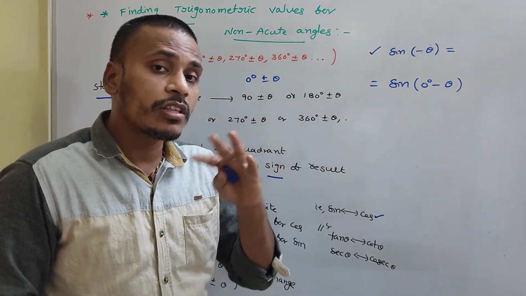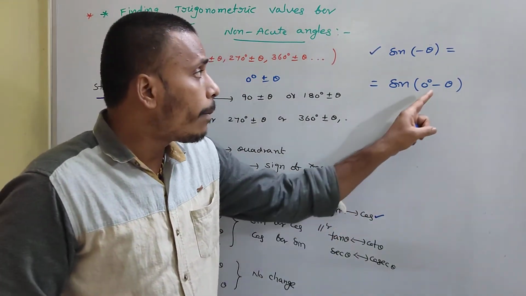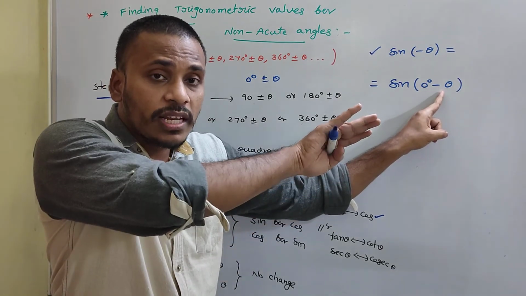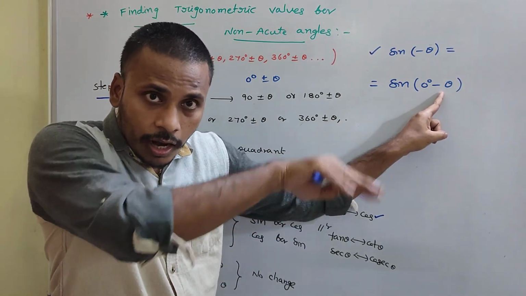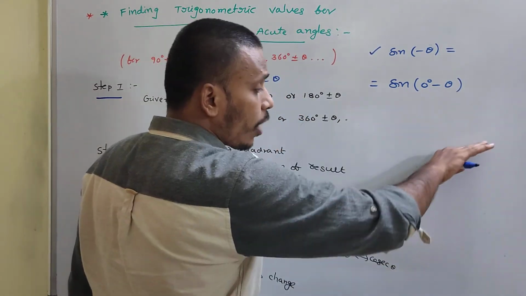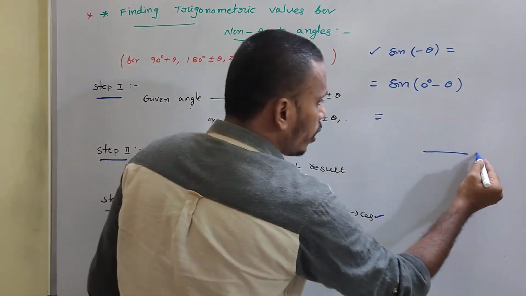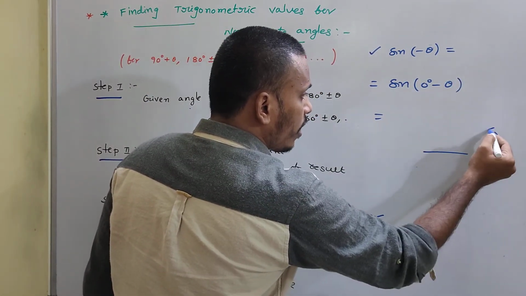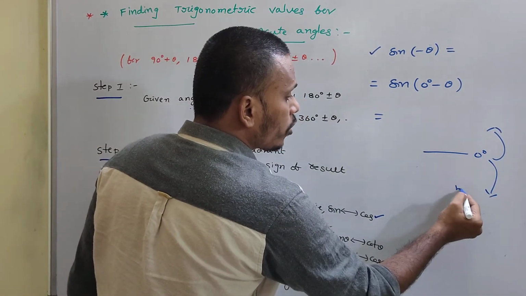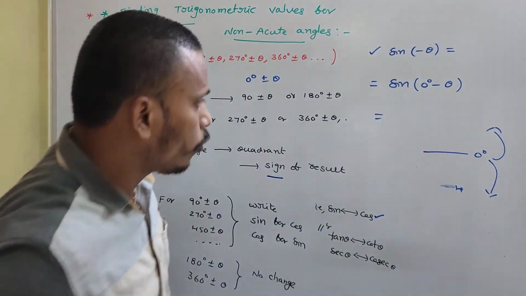Then you think about the second step. In the second step, you need to select the quadrant. 0 minus theta means it's a clockwise rotation, so it belongs to the fourth quadrant. This is 0 degrees, right? For 0 plus theta we move in this way. For 0 minus theta, we will move in this way, which belongs to the fourth quadrant. That's why this angle belongs to the fourth quadrant.